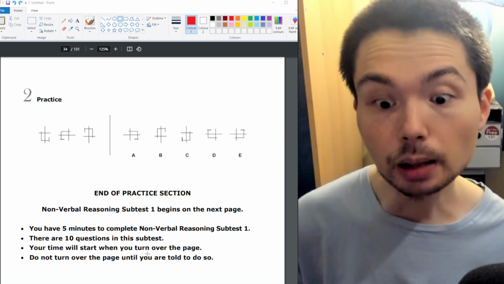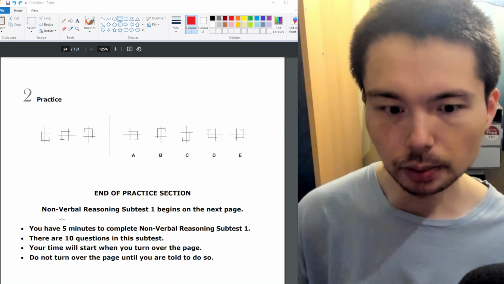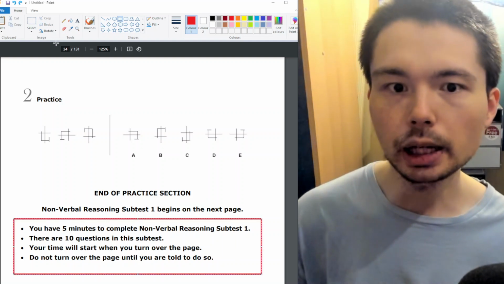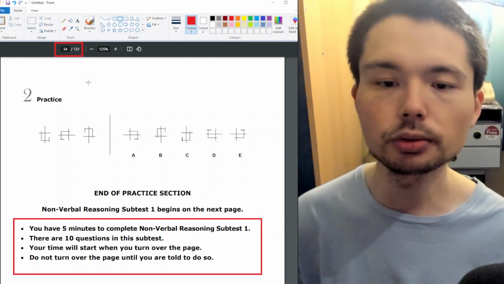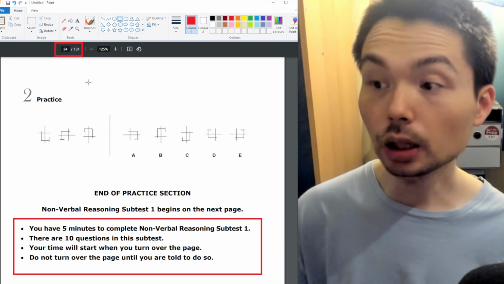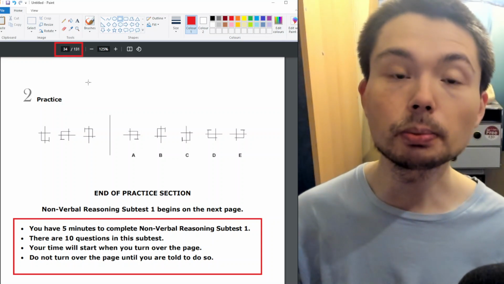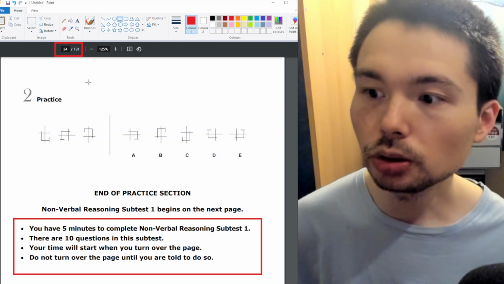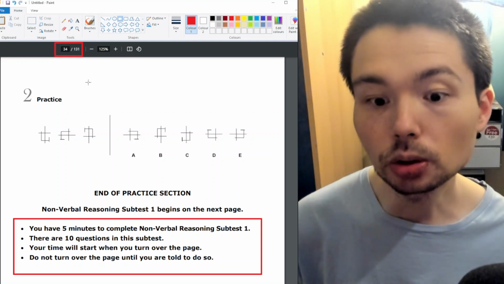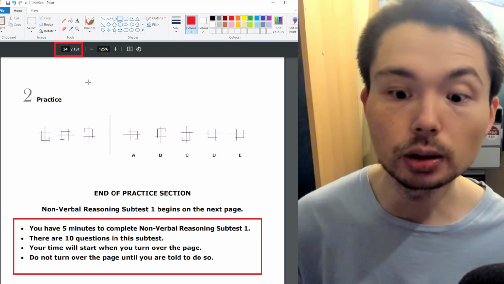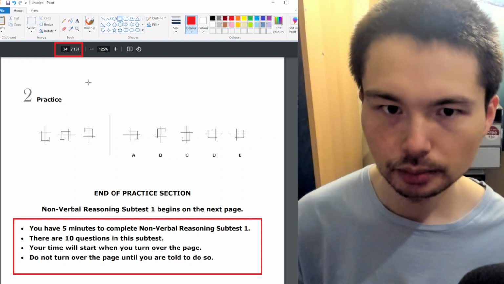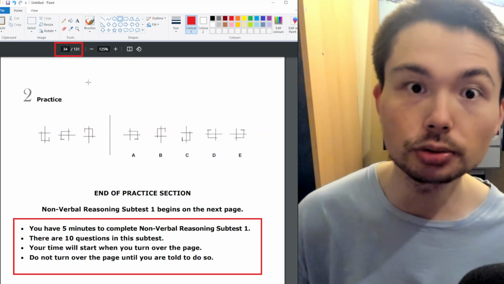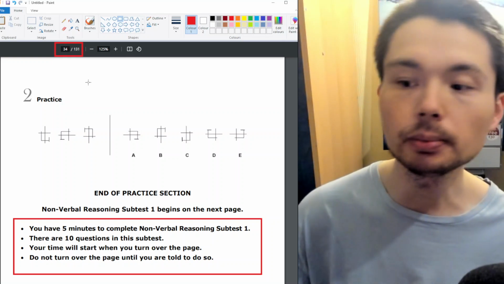Non-verbal. Sub-test 1, 2, 3. Here we go. 5 minutes for 10 questions. This is on page 34 out of 131. If you guys do not have this exam paper's plus paper, it's okay. If you watch this video, you will still learn useful things to help you pass your non-verbal section of your 11 plus exam. Through this video, I'm going to go through these sub-test section 1, 2, 3. Here we go. Let's begin.